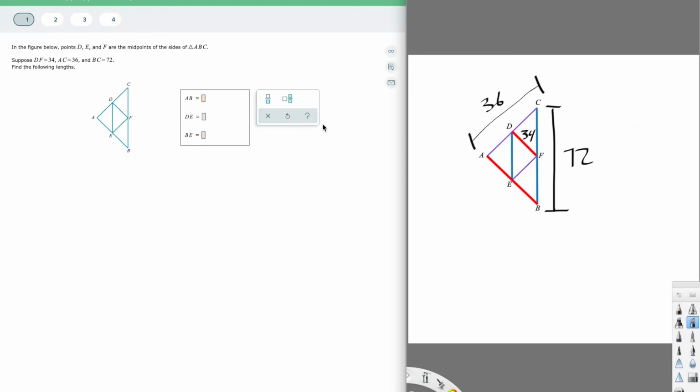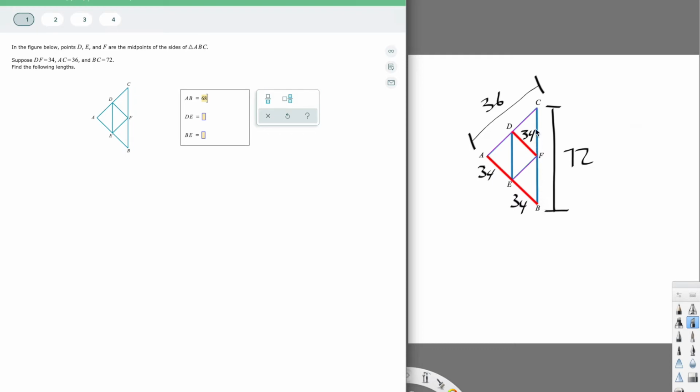So the first one is AB, which is this side. If this is 34, remember that means this guy's 34 and this guy's 34, because I could cut this piece and it would fit perfectly right on top of there. So the total length is going to be 68. Oops, darn it.